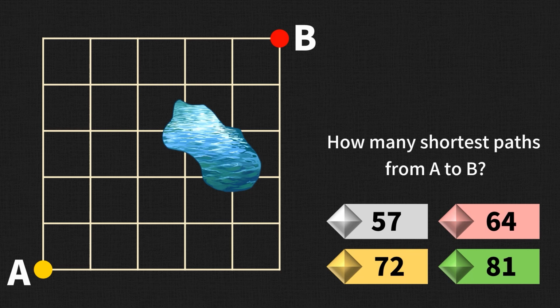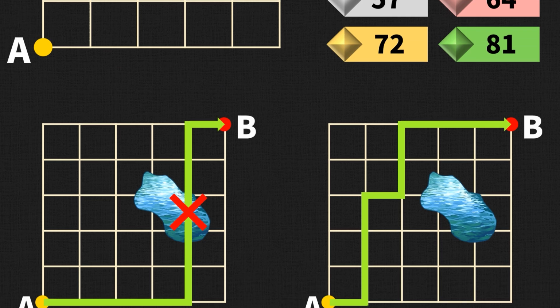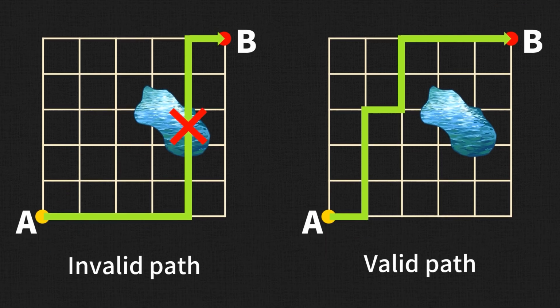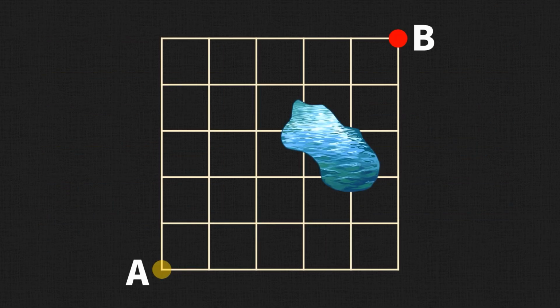As you can see, there is a 5 by 5 grid, and we can only use grid lines to get to the destination. Starting point A is located in the bottom left, and the destination point is in the top right. But there's a lake in the middle of the path that cannot be crossed. Okay, let's start from the starting point now.